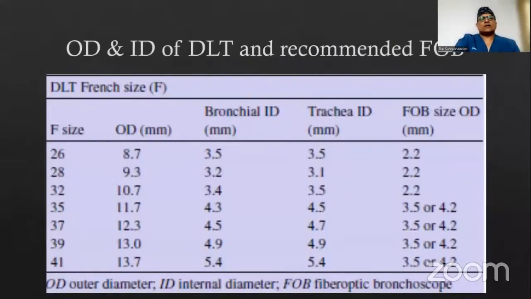It's important to have the right type of fiber optic, because without it, if you're relying only on your clinical acumen, the incidence of intraoperative hypoxia was about 40%. Now, with the FOB, it is less than 10%. Most of the adult DLTs you can manage with a 3.5 or a 4 scope. But for pediatric DLTs, you need a 2.8 or a 2.2.